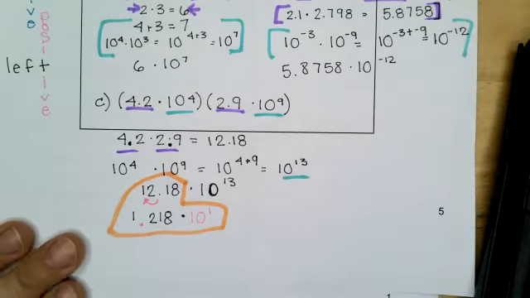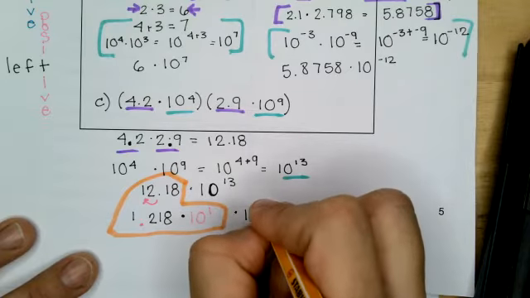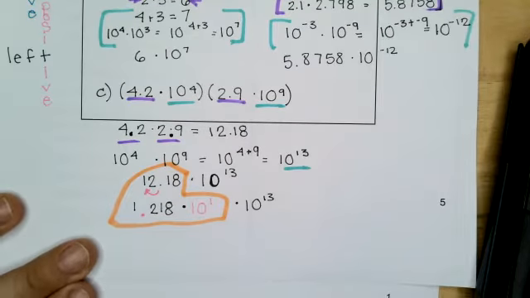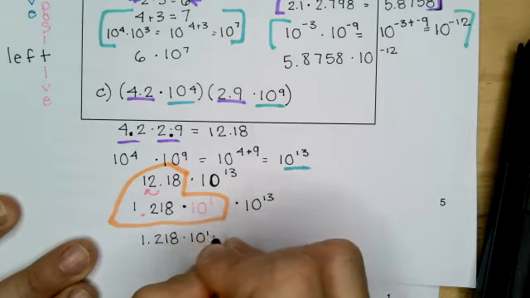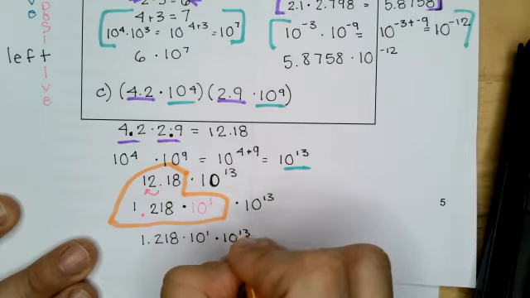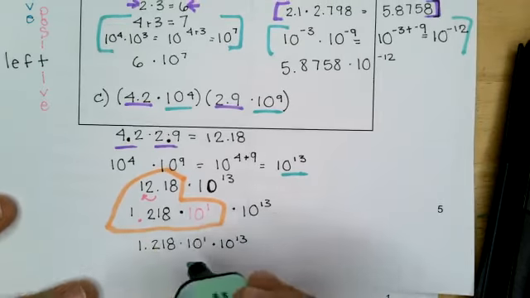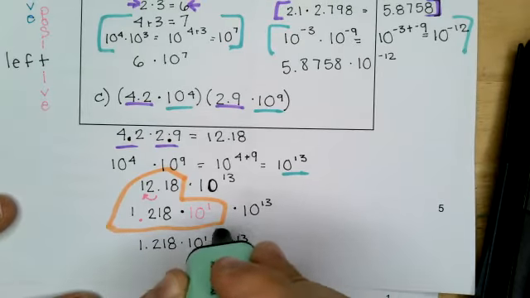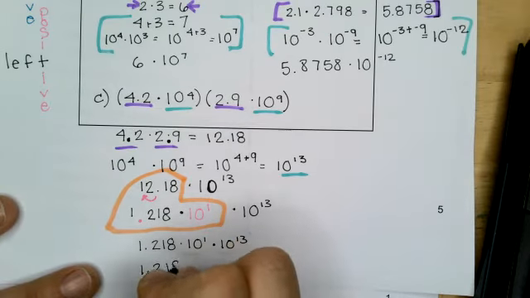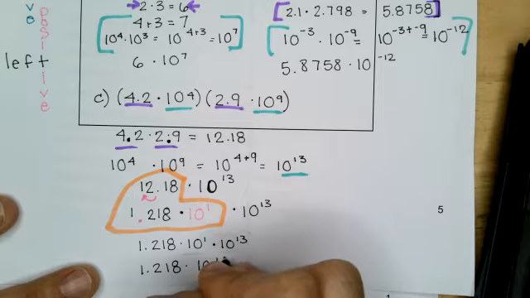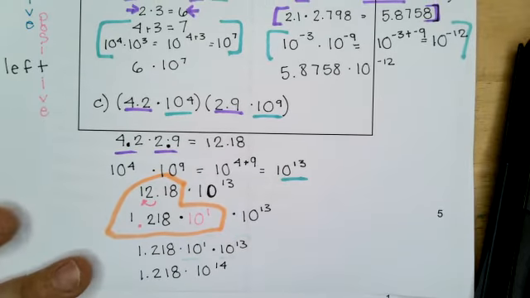So that it was actually in scientific notation, but we still have to multiply it by 10 to the 13th. So now that's 1.218 times 10 to the first times 10 to the 13th, and that's okay because we know the rule that if the bases are the same, I add these exponents. That becomes 1.218 times 10 to the 14th, because 10 to the first times 10 to the 13th is 10 to the 14th.